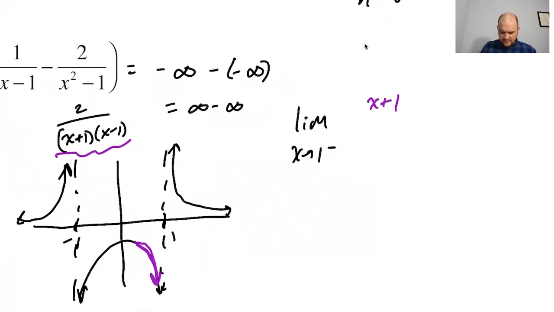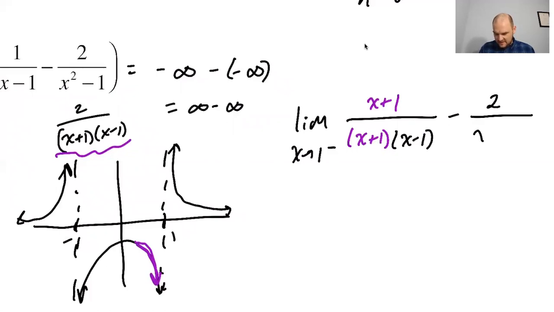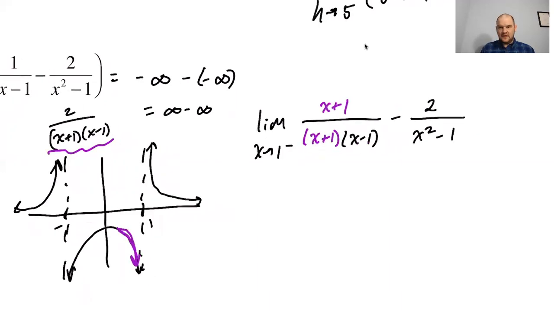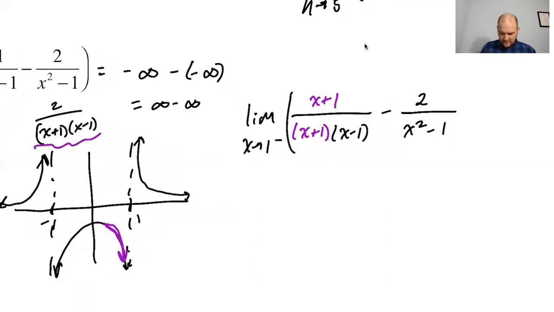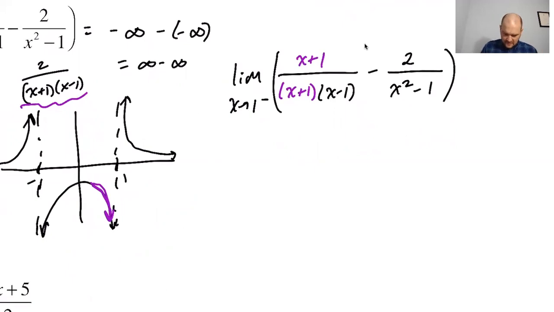So I'll end up with x plus 1, in a different color, over x plus 1, and then x minus 1 was already there. Then minus 2 over x plus 1, x minus 1, but I'm going to write it like that. I'm going to put this in parentheses because it's not obvious that the limit is going to distribute, so make it obvious. And here, let's simplify this. The limit as x approaches 1 from the left of x plus 1 minus 2, which is just x minus 1.